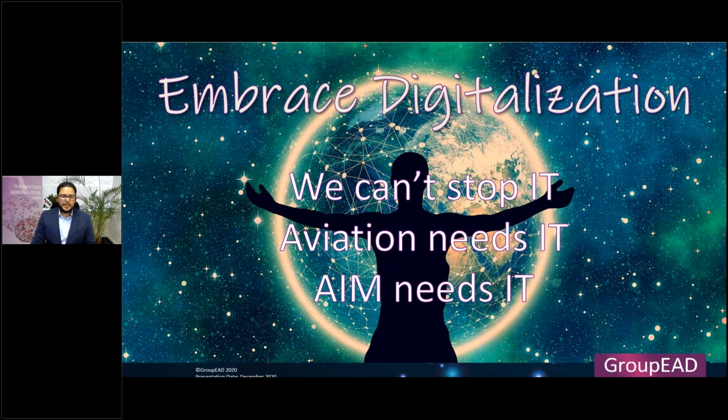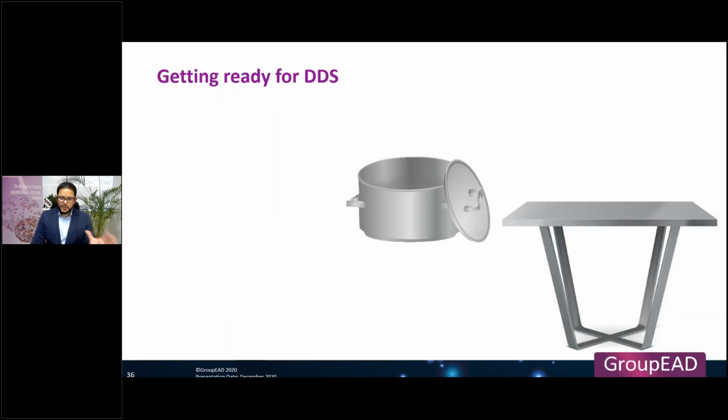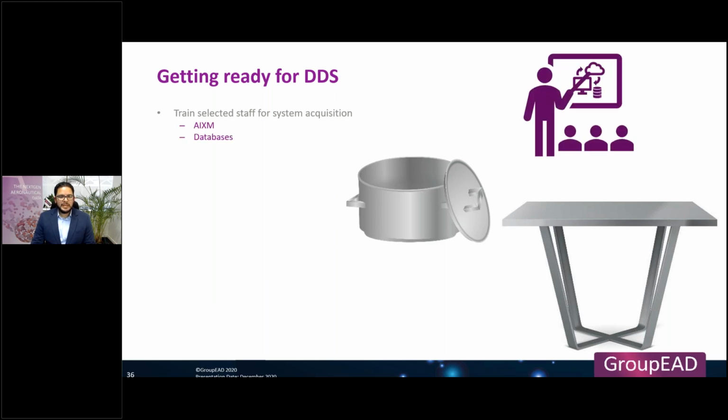So what do we need for getting ready for DDS? Coming back to the analogy of cooking, we need a pot where we're going to cook the ingredients. But the first thing is that we need to train a very reduced group of selected staff for system acquisition. These people will be trained in AIXM, in databases, so they will help you later to go to the second step, which is getting a DDS, a digital data set ready AIM system.